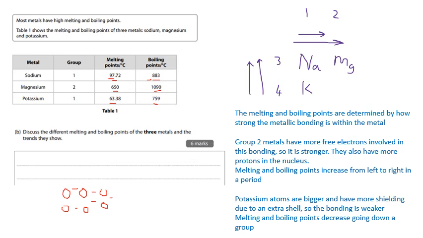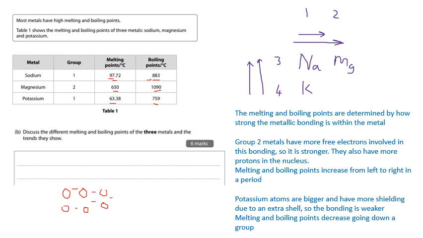Now, first of all, group 2 metals have got more free electrons. Yeah, they actually contribute more to this sea of delocalized electrons. So group 2 metals have got more free electrons involved in the bonding, and so it is stronger. It's like these free electrons are the glue that holds it together. And they've also got more protons in the nucleus. Magnesium has got 1 more proton than sodium, and that's going to make the bonding stronger.